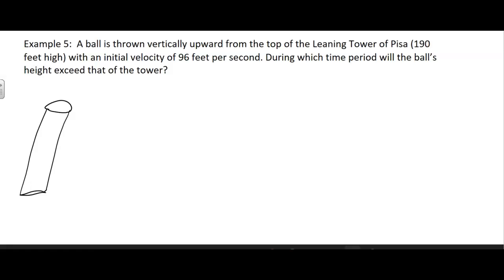Anyway, it says a ball is thrown vertically upward from the top of the Leaning Tower. So here we are at the top. And we're going to take this ball and throw it up.